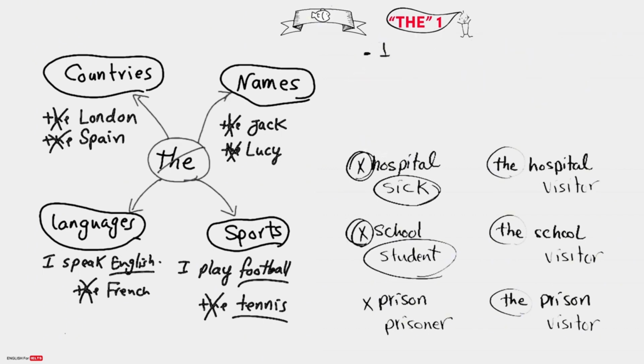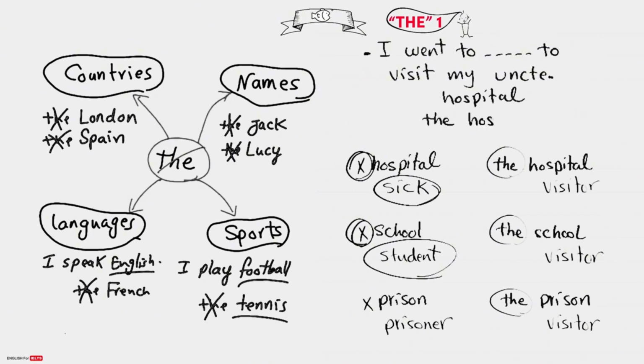Another one, I went to visit my uncle. Hospital or the hospital. Look here, I wasn't sick. I just went to visit my uncle. So I was a visitor here. Here we use the hospital.